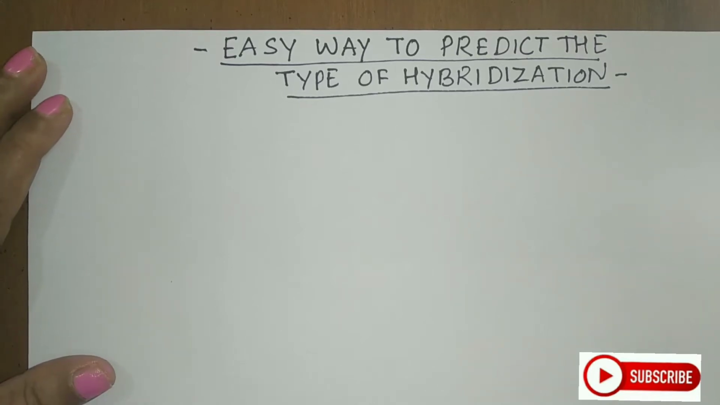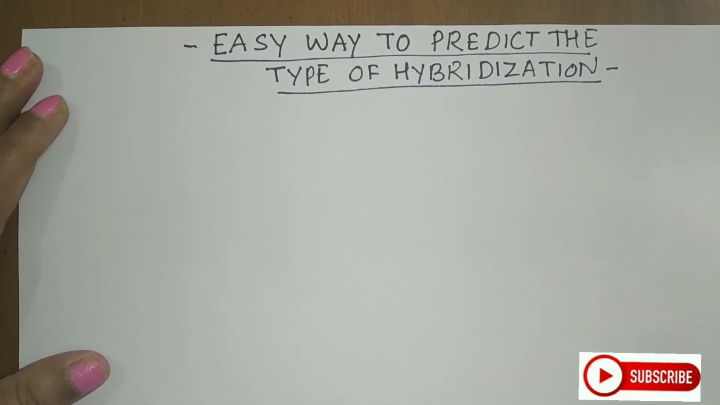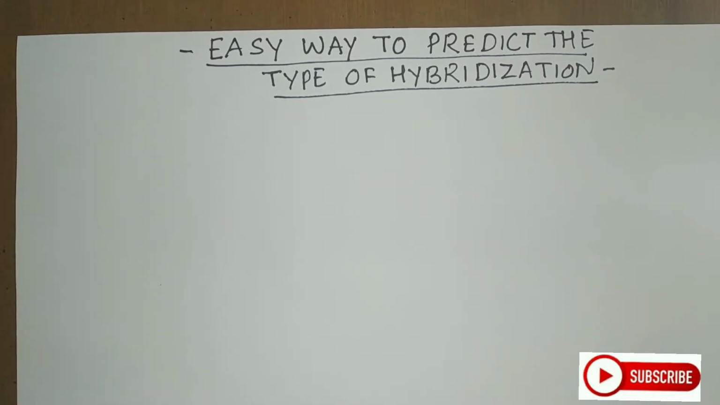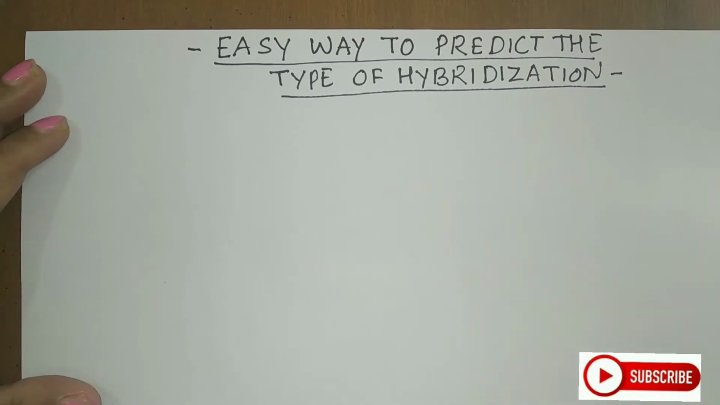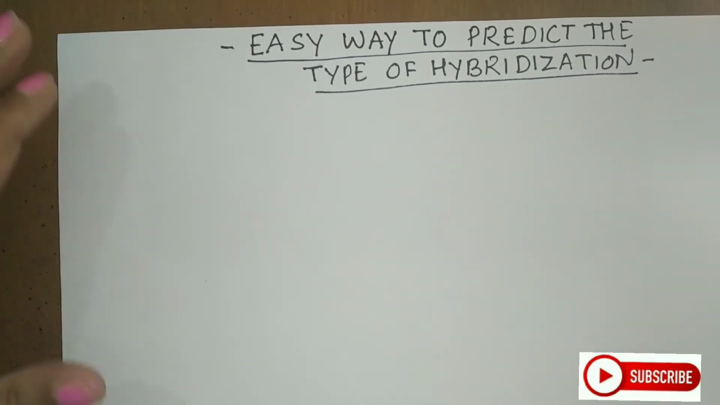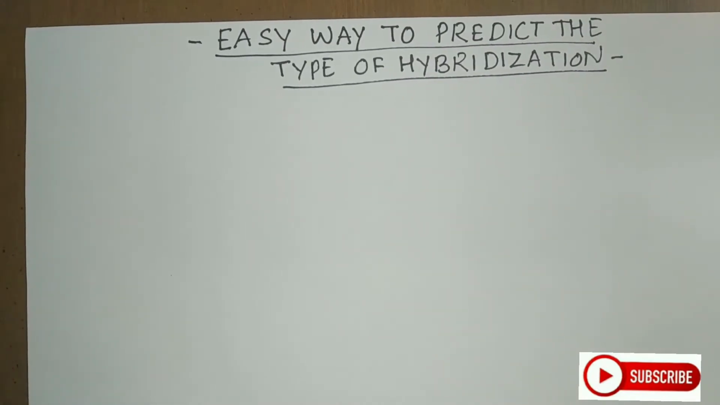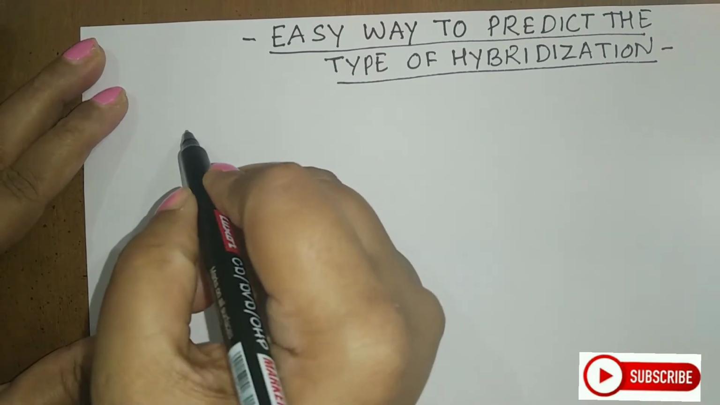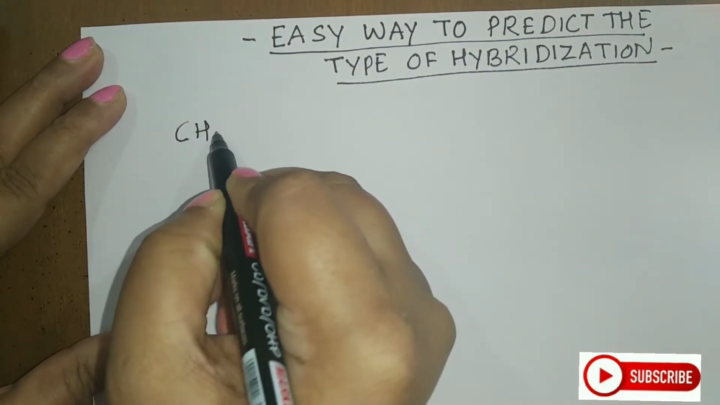Hello students. In this video, we are going to see the easy way to predict the type of hybridization on the central atom in any given molecule. For that, you have to follow certain rules, which I'll be giving now. I will try to explain this by taking a simple example. The first example we can have is methane.